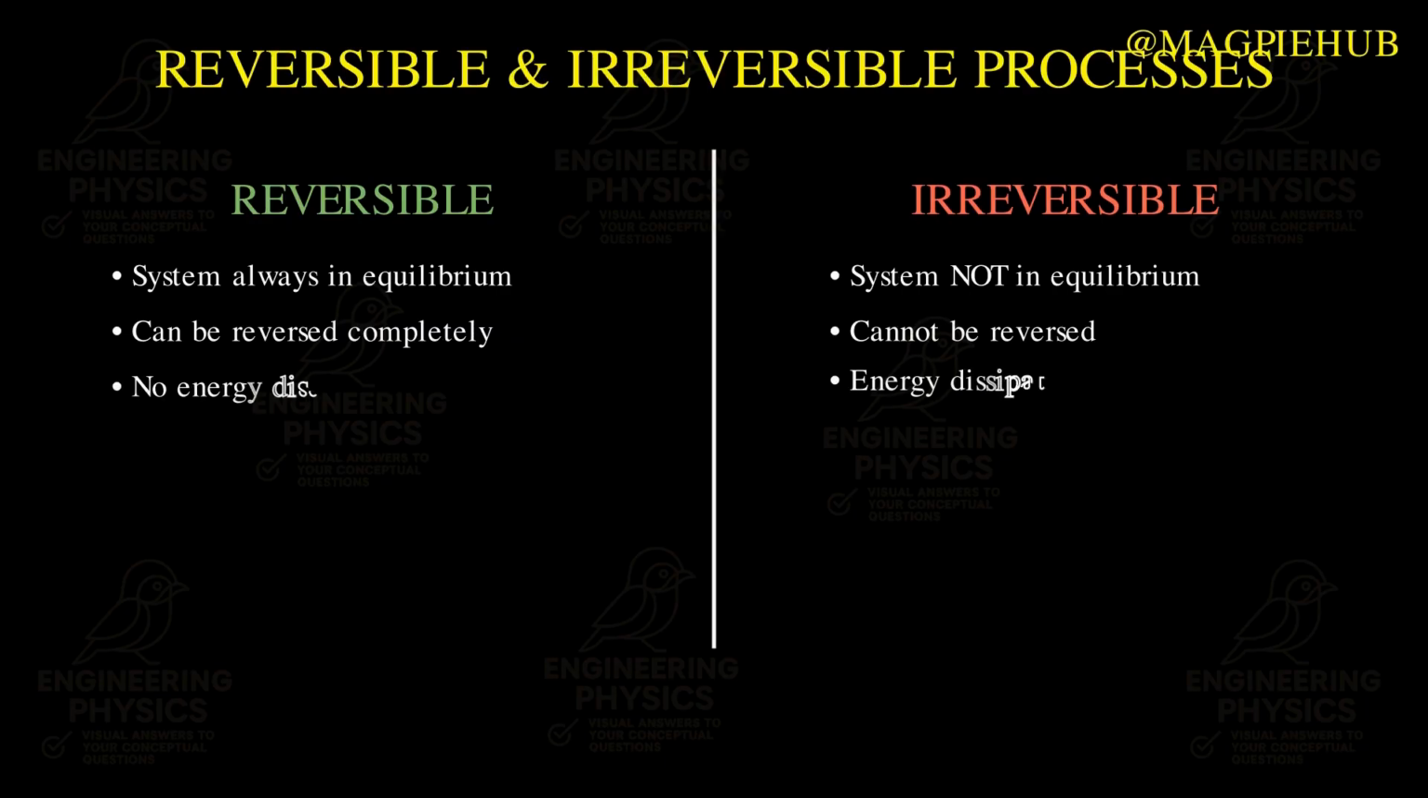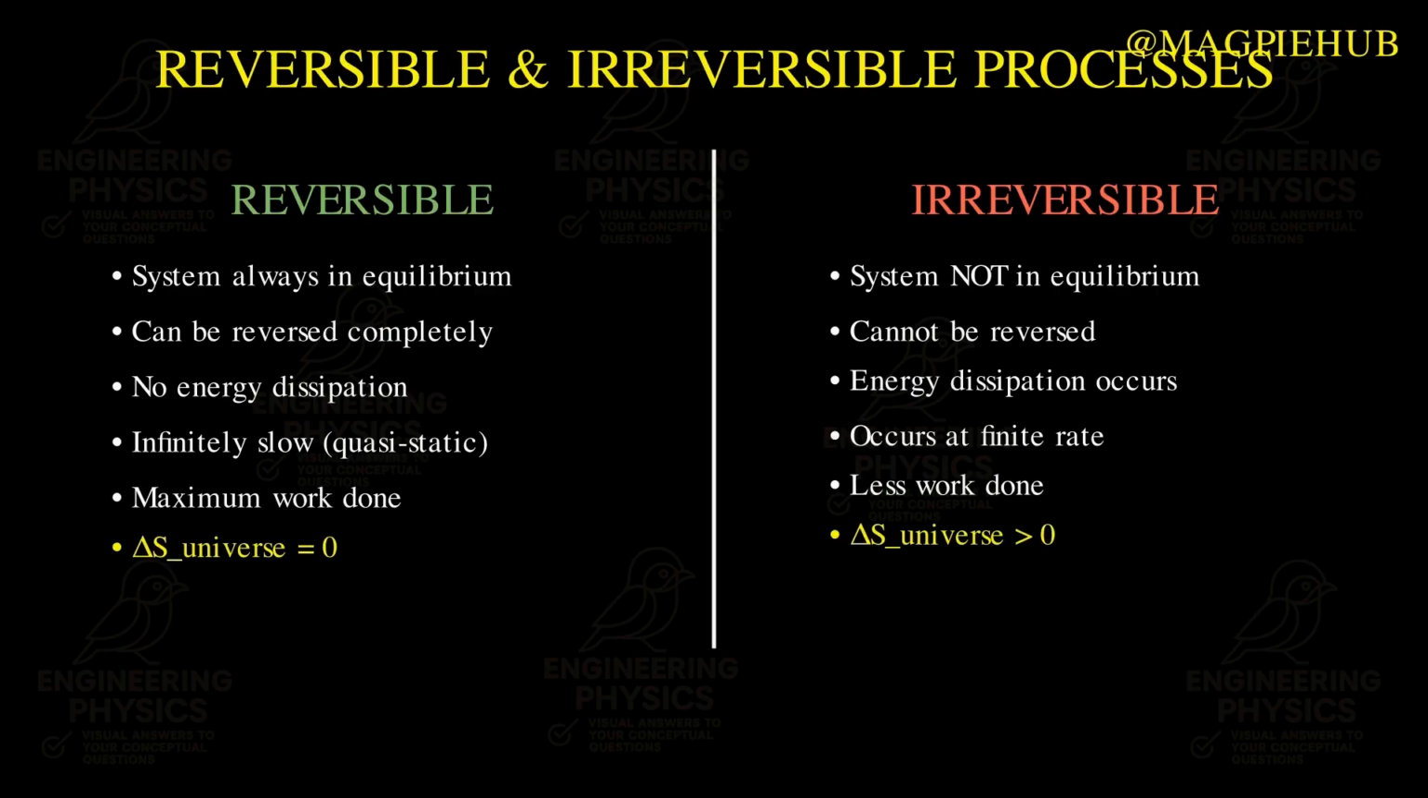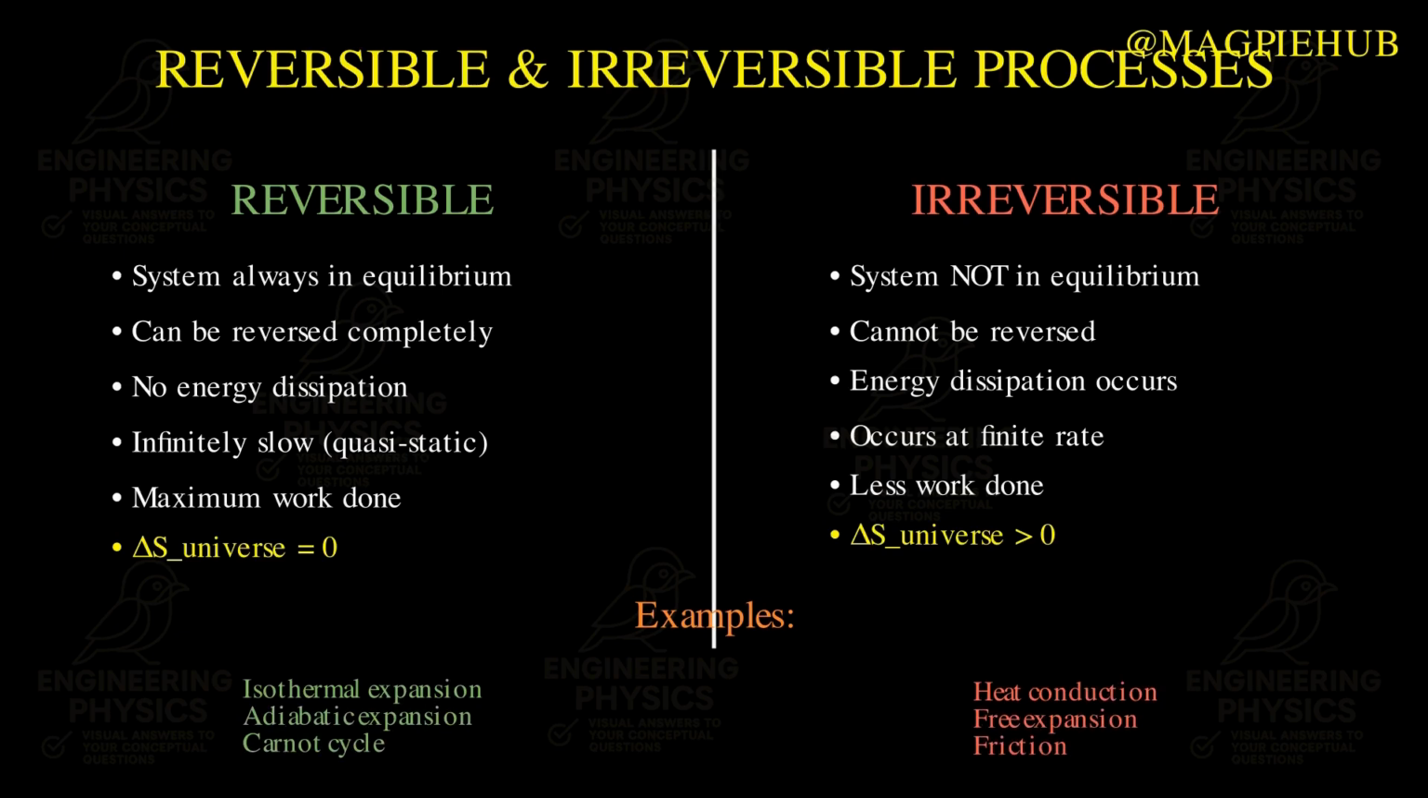Irreversible processes cannot be reversed. They occur at finite rate and involve dissipation of energy. Examples include heat conduction, free expansion, and processes involving friction. Important. For reversible process, change in entropy of universe is 0. For irreversible process, entropy of universe always increases. This is another way of stating second law.